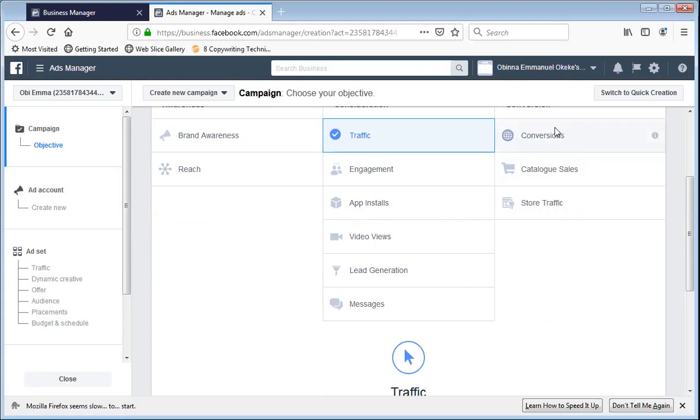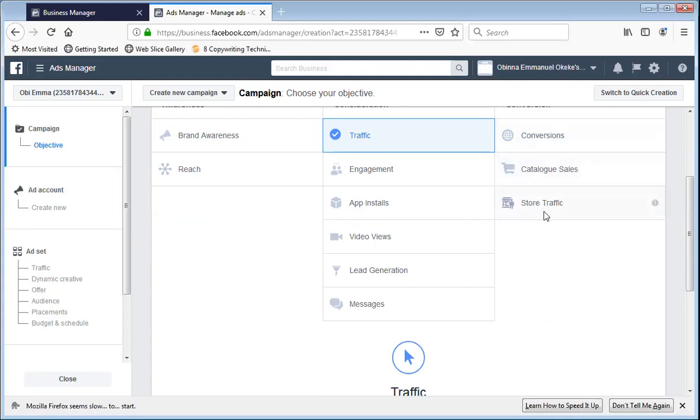So running a conversion ad, Facebook is tracking to see those that have made a purchase on your pages, on your funnel, or the particular page you insert the pixel. Then the catalog sales, of course, if you have a proper e-commerce store like Jumia, Konga, you can run this. But if you don't have that, you don't need to bother yourself.